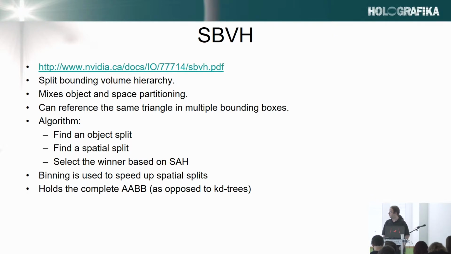And it holds the complete axis-aligned bounding boxes, as opposed to the KD trees where we only store the splitting plane. It's also very important that it can reference the same triangle in multiple bounding boxes. This is something that you generally want to avoid in BVHs, but as it mixes the spatial partitioning there, it can happen that the splitting plane is splitting a triangle in half, so you have to put the triangle in both children, basically.